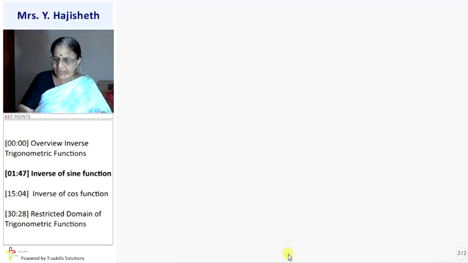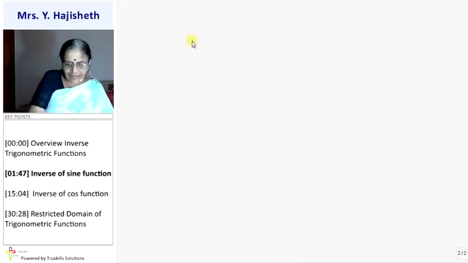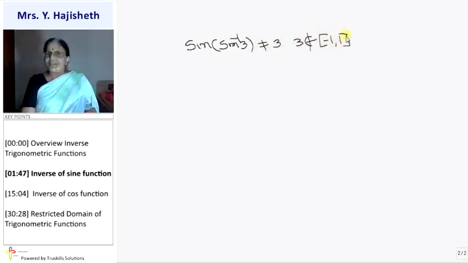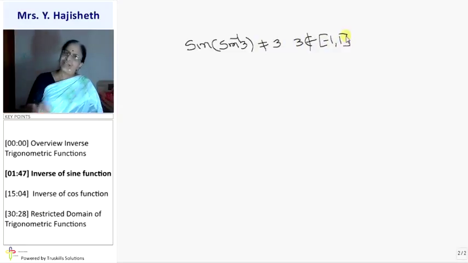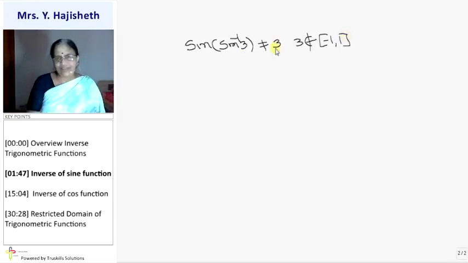For the third property, I can take the example: sine of sine inverse 3 is not 3, because 3 does not belong to the closed interval. But here there is no pairing. Since the second property, if that angle does not belong to minus pi by 2 to pi by 2, we can have, for positive, 2 quadrants, and for negative, 2 quadrants. But here we can't do anything. The answer is yes or no.